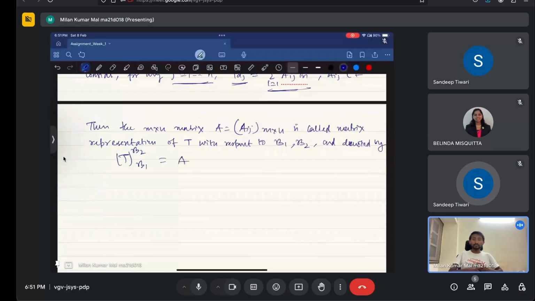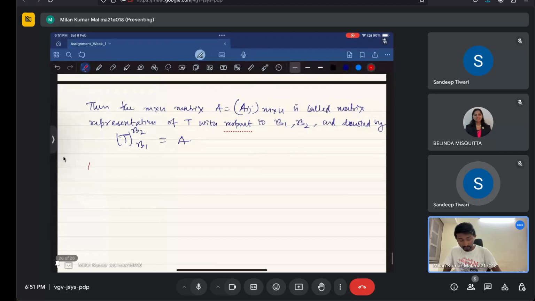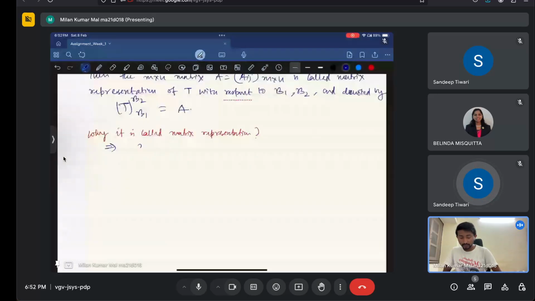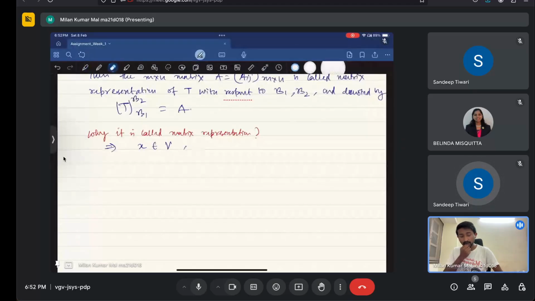And why is it called matrix representation? The answer is very simple. For any element x belonging to V, one can write x equals the summation of x_j alpha_j, j equals 1 to n.